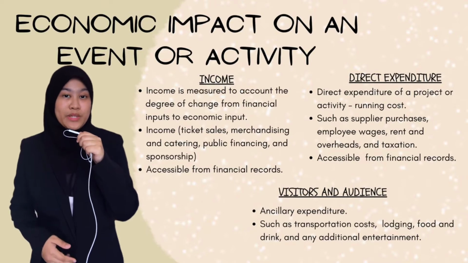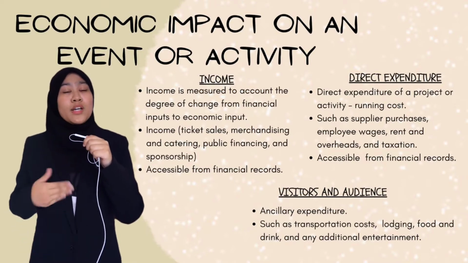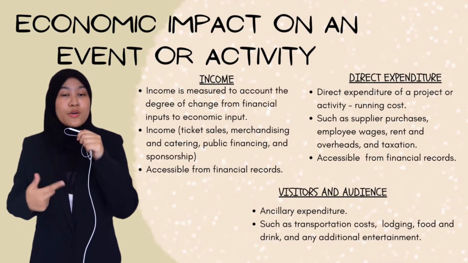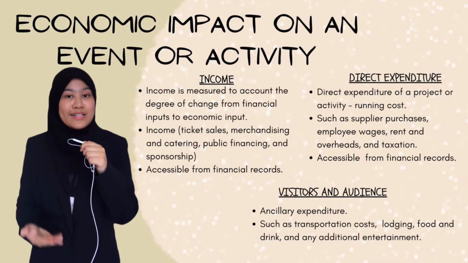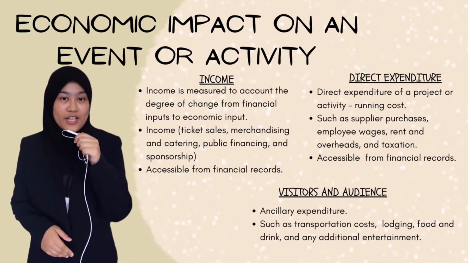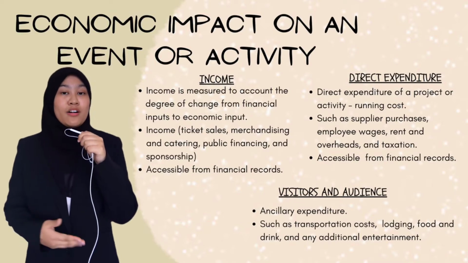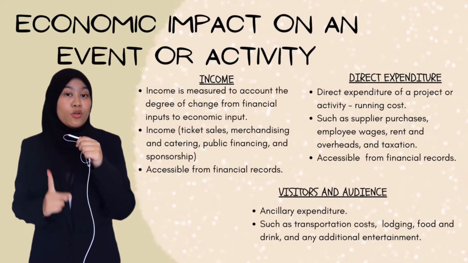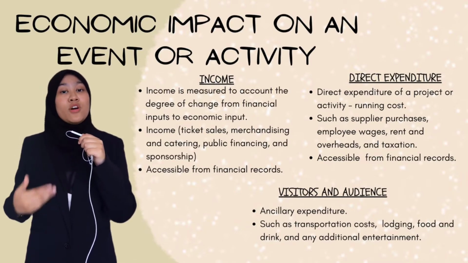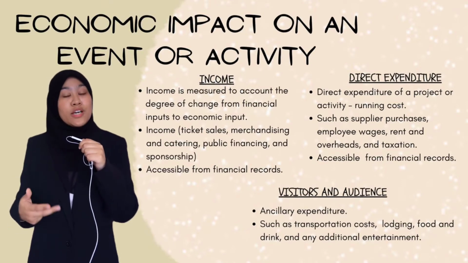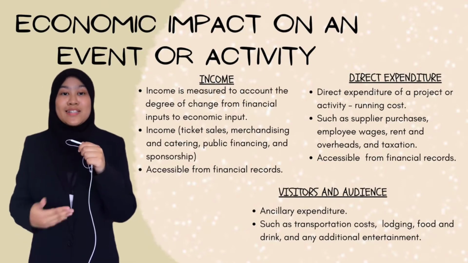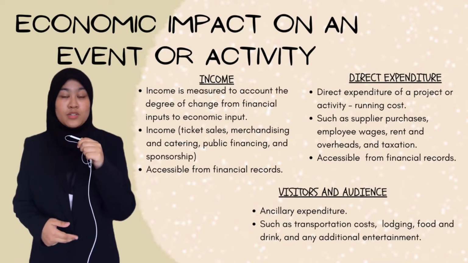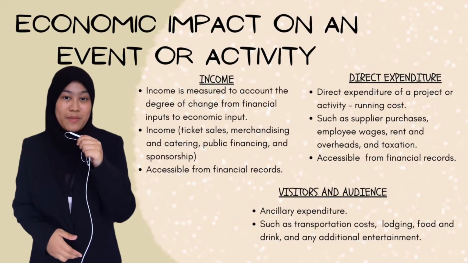Next, the direct expenditure of a project or activity will cover all necessary running costs, such as supplier purchases, employee wages, rent and overheads, and taxation. Again, this data is easily accessed from financial records. Lastly, visitors and audiences will not only purchase tickets and spend money at the venue or event, but they will also produce ancillary expenditure in the form of transportation costs, lodging, food and drink, and any additional entertainment such as visits to museums or karaoke. After a representative sample has been polled, estimates of typical visitor spending can be made.